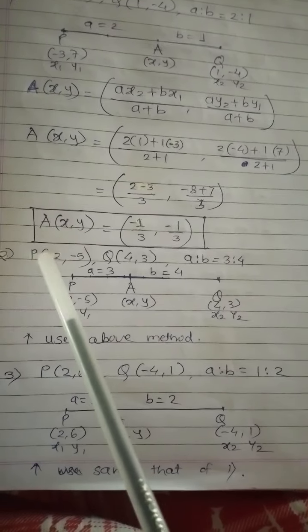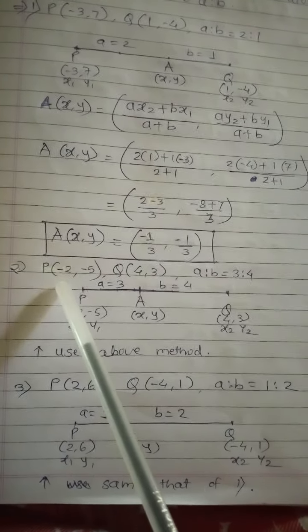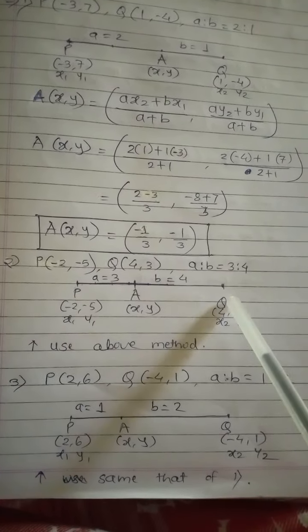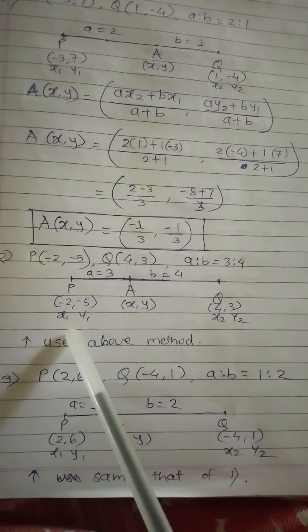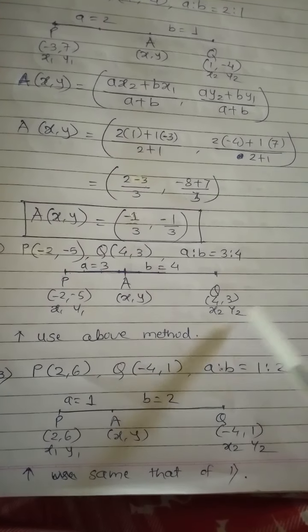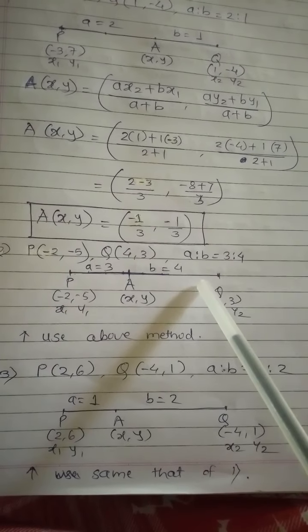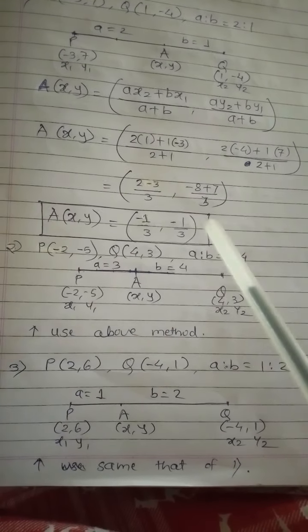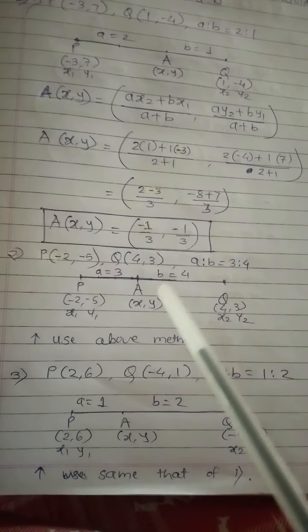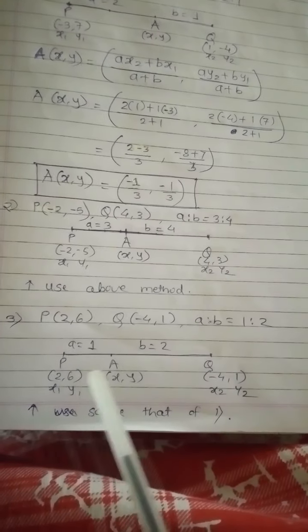The example is like this: you are given the points P and Q. I just draw the figure here, and the coordinates are (-2, -5) and (4, 3). The ratio is 3 is to 4. So you have to use this formula and solve question number 2 as well as question number 3.